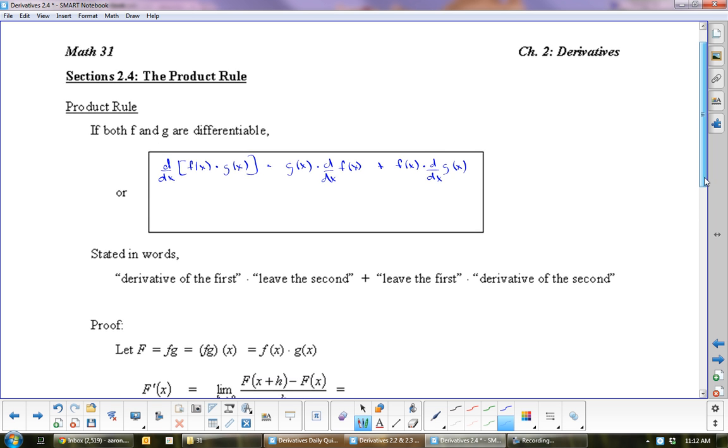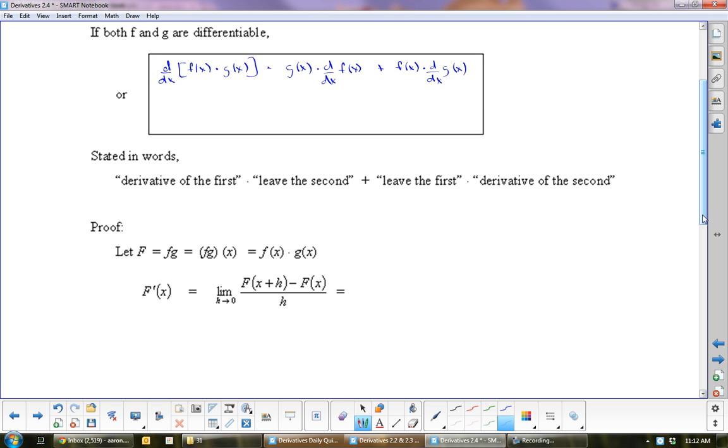Okay, now that's written out in that way. I'm going to show you just if we just have f times g, find the derivative of it. It is f, derivative of f, times g plus f times the derivative of g. Or f g prime, or f times the derivative of g plus g times the derivative of f.